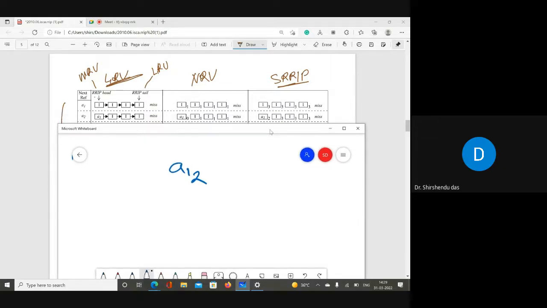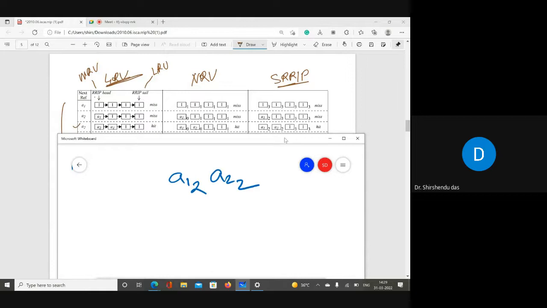See, A1 2, III. Now it is requesting for A2. So again, A2 there will be a miss. Obviously there will be a miss, but we'll insert A2 here with again value 2. Now for A2 there will be a hit here, right? So there will be a hit.